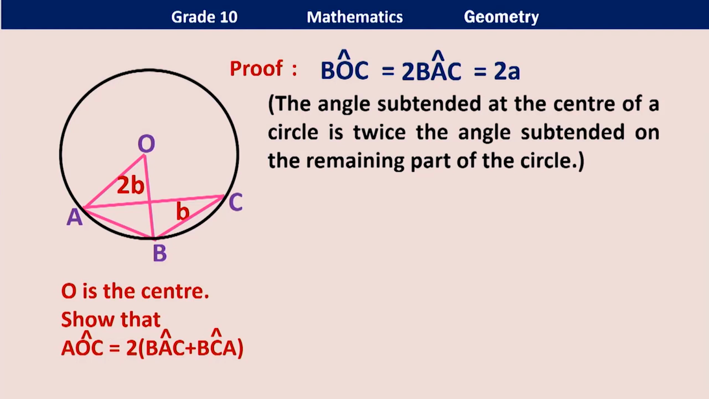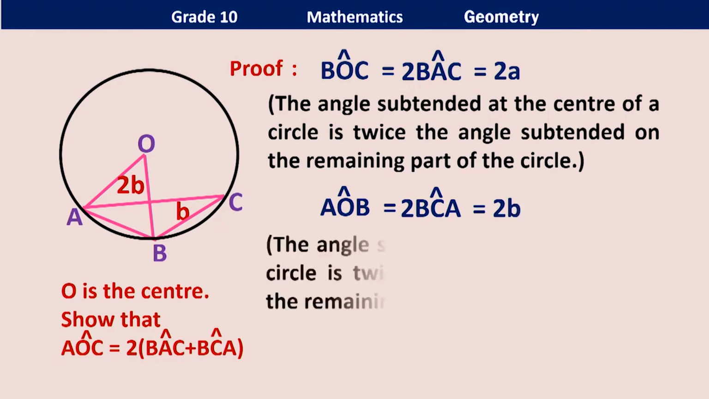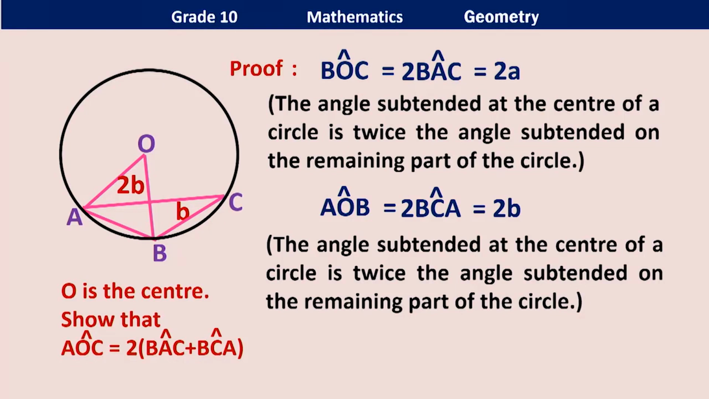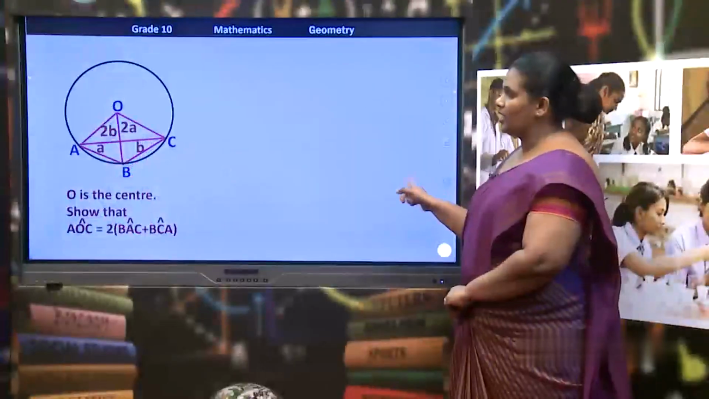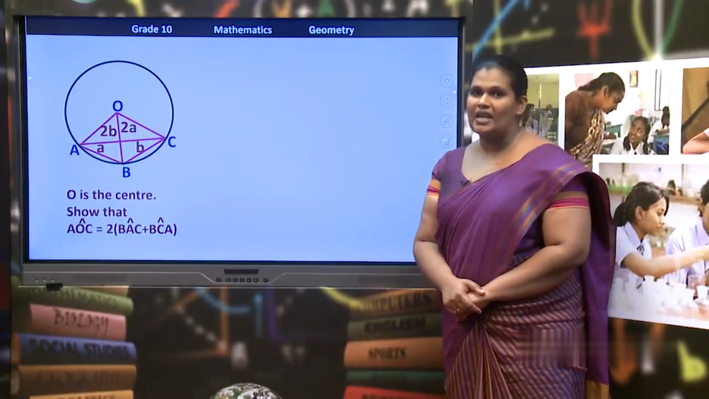So, we will write the relationship. Angle AOB is equal to twice of the angle BCA. So, that is equal to 2B. So, we will write the reason. The angle subtended at the center of a circle is twice the angle subtended on the remaining part of the circle. Right. Now, we have got another relationship between angle AOB and angle BCA. Right. Now, we have got two relationships.